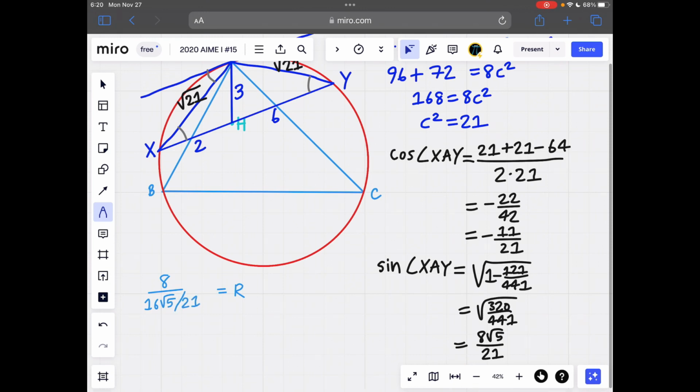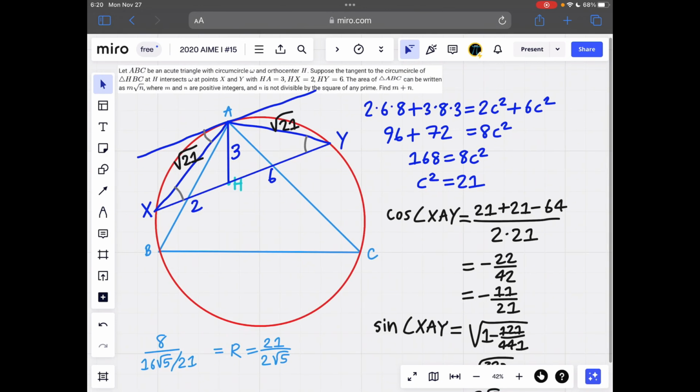And this is equal to the radius. It's equal to 8 times 21 over 16 root 5. That's just 168 over 16 root 5, which if you divide both numerator and denominator by 8, you're going to get 21 over 2 root 5. So the circumradius of triangles AXY and ABC are equal to 21 over 2 root 5. That is the radius of omega.